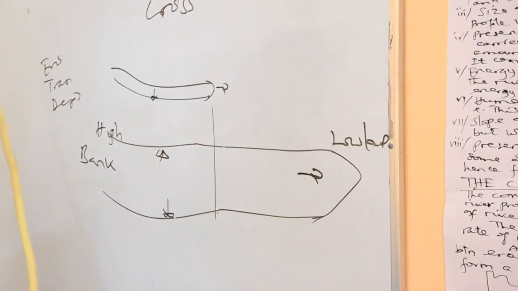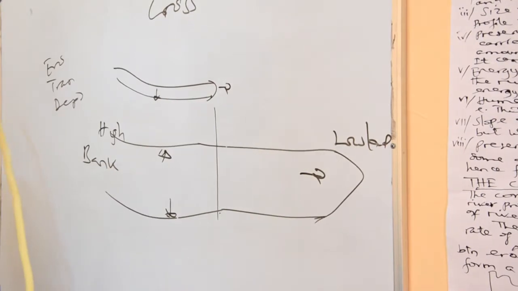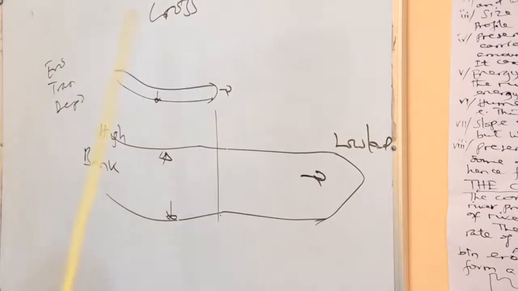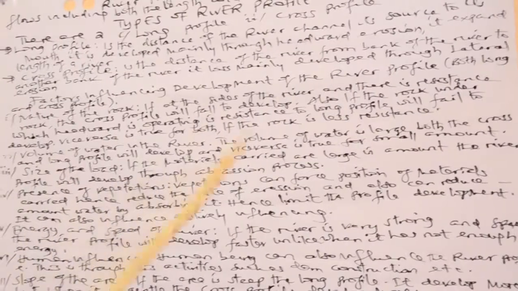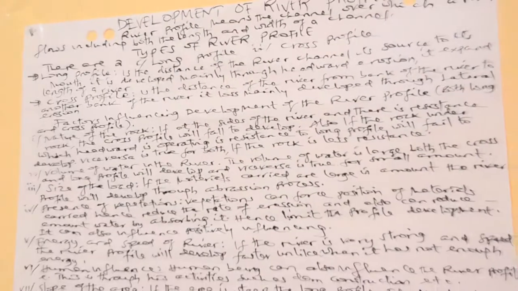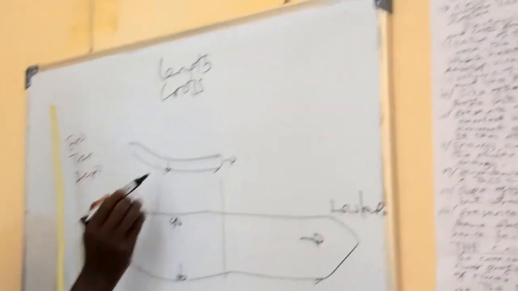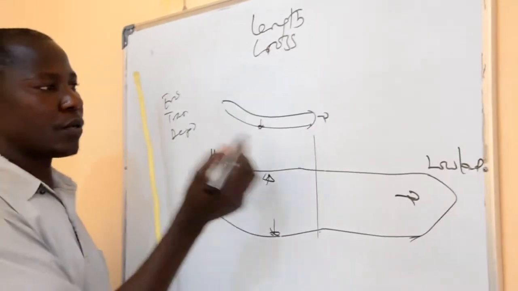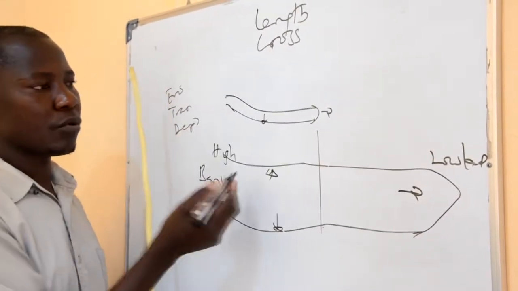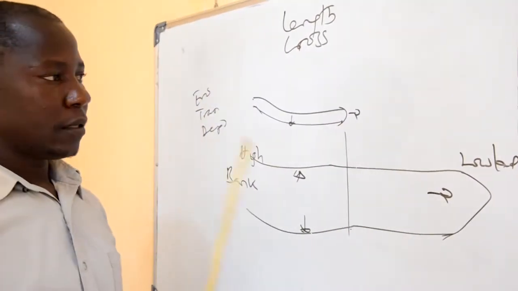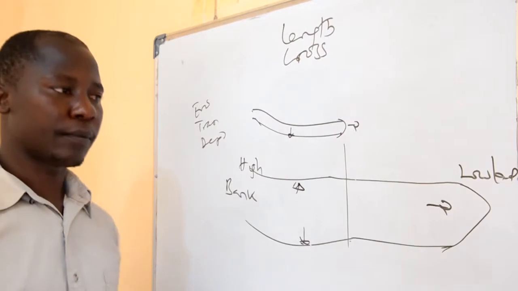Factors influencing the development of river profile, both long and cross profile. Firstly, nature of the local. Dear students, you have to remind yourself the meaning of river profile. River profile is the expansion of the river in terms of length and width. Length is the expansion of the river from its source to the mouth. For instance, the river started from Morogoro, but it ended at the coastal region at Pwani.